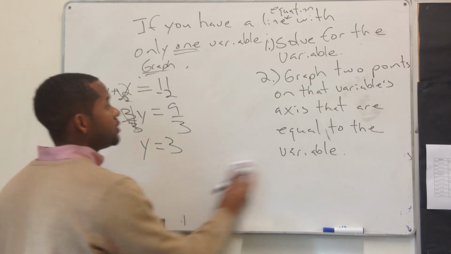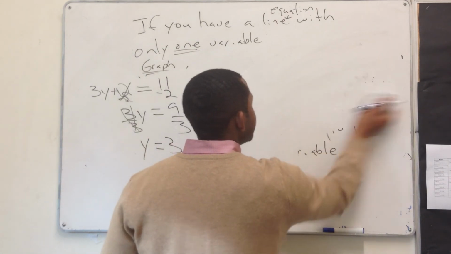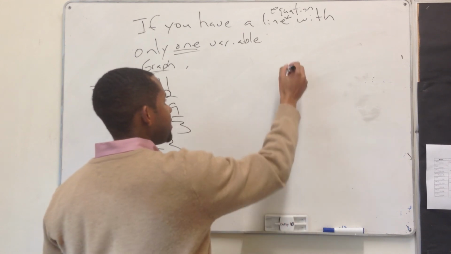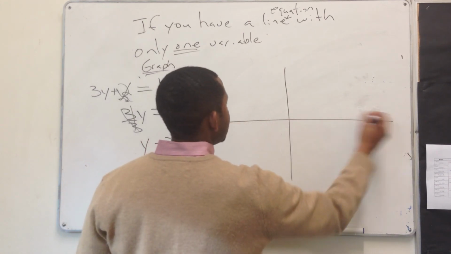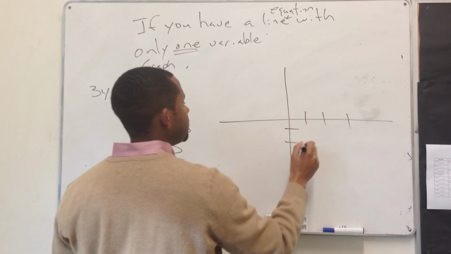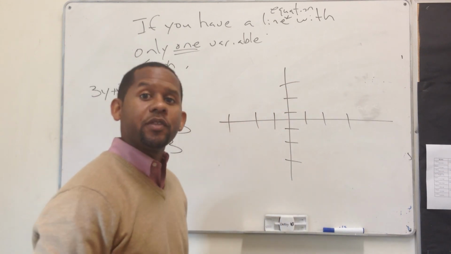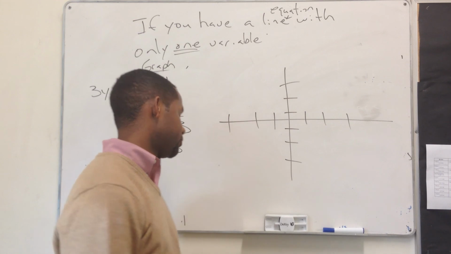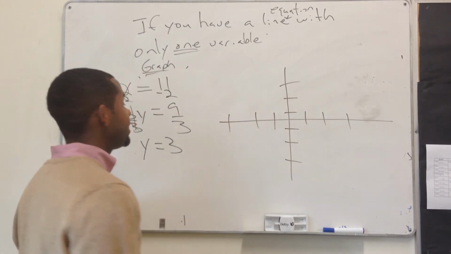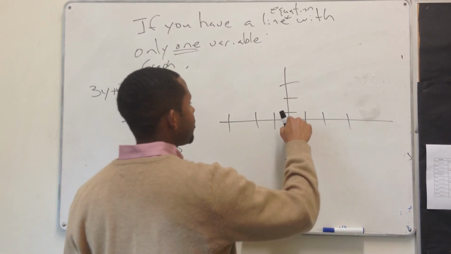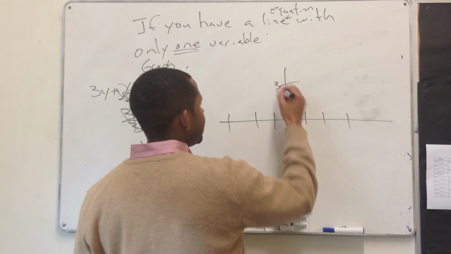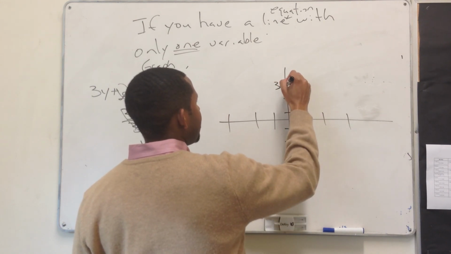Okay? So let me go ahead and do that. Draw myself an x and y axis. You go ahead and graph what you think this should be before I do. Hopefully you just did that. It says y equals 3, so let me go to 3 on the y axis. Here it is. 1, 2, 3. I'm going to put a point there.